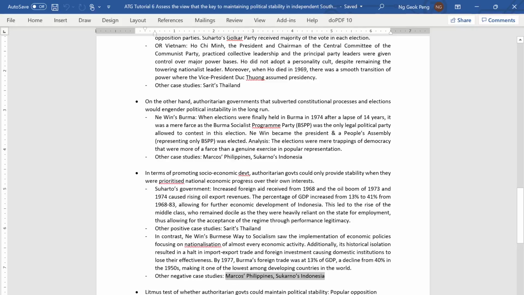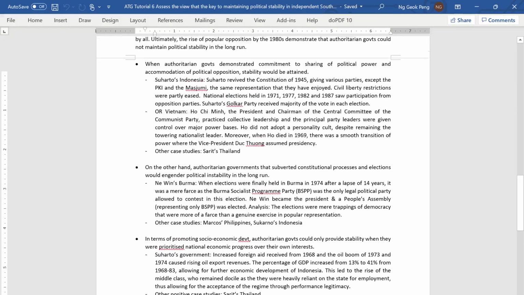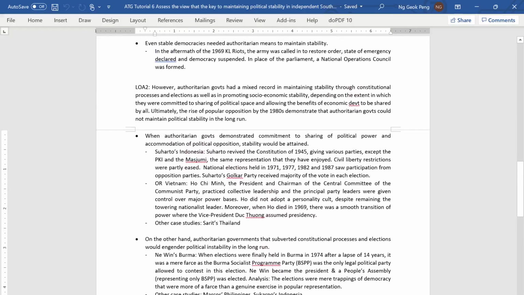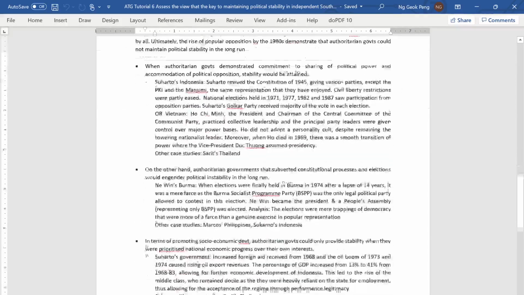So you can see that the Marcos and Sukarno governments are really quite incompetent because they essentially failed to maintain stability on all 3 criteria. Remember, they were the outliers for criterion 1 as well. So you cannot use them to represent the rest of the authoritarian governments. It's just not fair. For criterion 1, these are your 2 case studies, and LA2 is to show the mixed record of authoritarian governments in being able to maintain political stability.